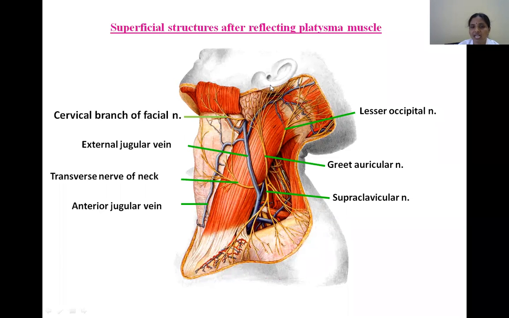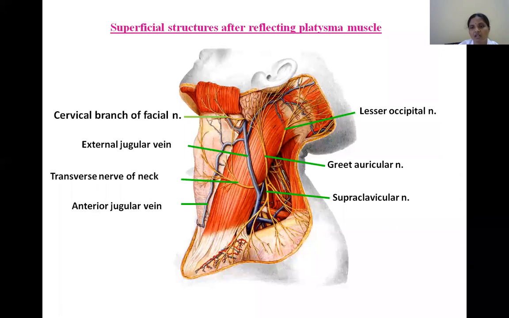So if you want to give an anesthesia to this particular nerve, we have to choose a point exactly at the angle of the mandible, right? So this is the great auricular nerve. Then the lesser occipital nerve. It ascends along the posterior border. Then on reaching the scalp here, it provides branches to the skin of the auricle, the lateral surface of the auricle. In addition, it supplies the scalp.